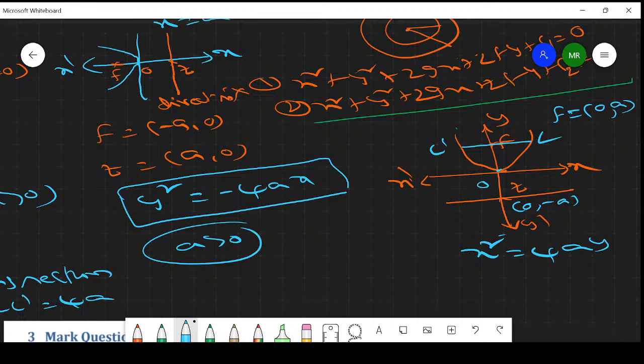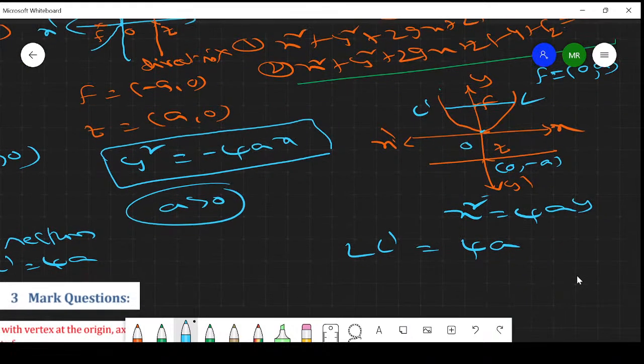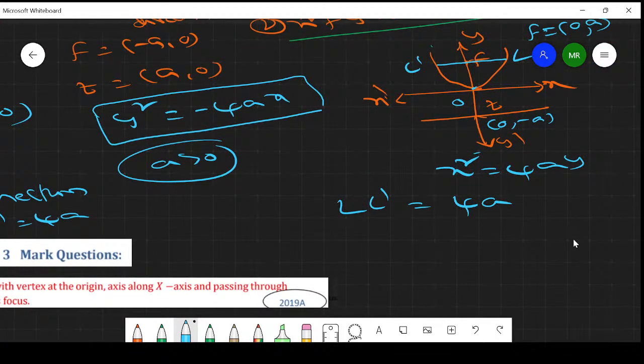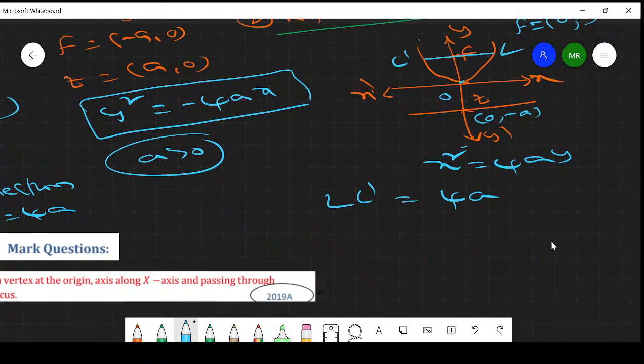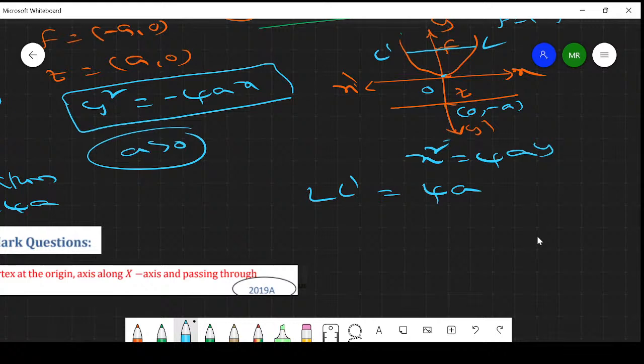Here the length LL', the length of the latus rectum, is always the same. LL' is equal to 4a. The y coefficient is called the length of the latus rectum, 4a only. There is no change in that. I am just giving a brief idea about parabolas. After this I will discuss the ellipse also. Wherever it is required, I will discuss it.